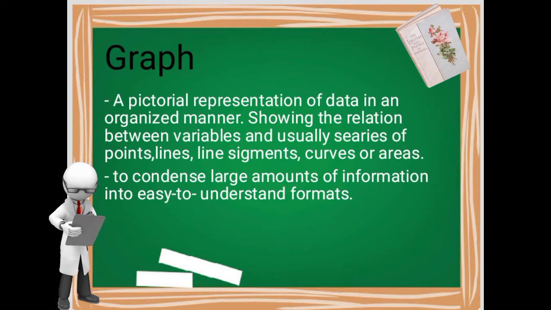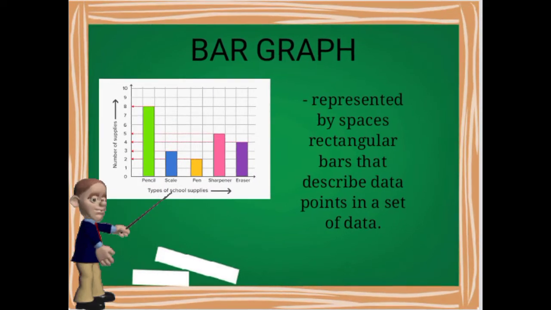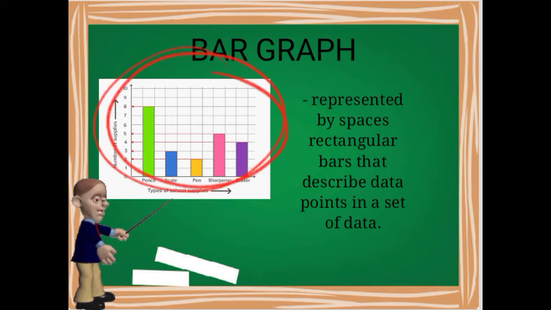But what are the types of graph? Actually, there are so many kinds of graph used in data analysis, but let's choose the most common. First is the bar graph. This graph is represented by spaced rectangular bars that describe the data points in a set of data. It is sometimes horizontal or vertical.